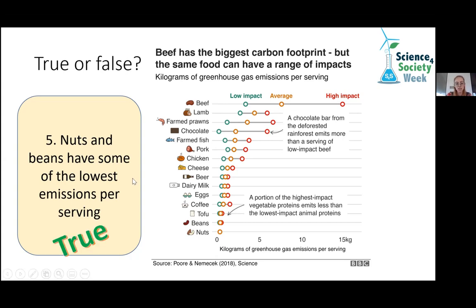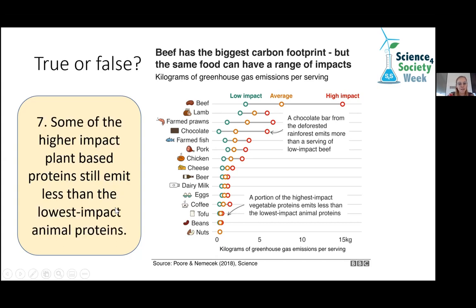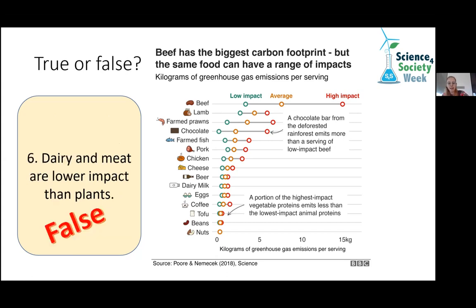Yeah. So this one is true. Dairy and meat are lower impact than plants. Fantastic. Getting answers through really quickly now. Great. And some of the higher impact, so that one was false.